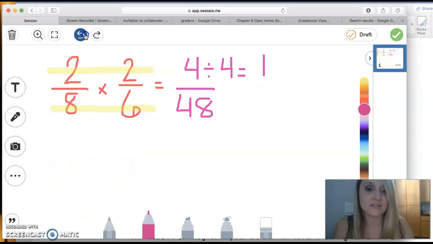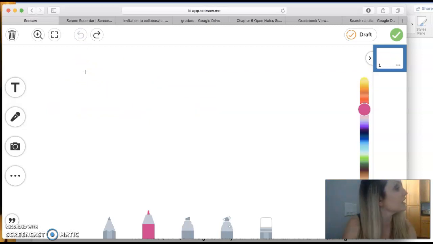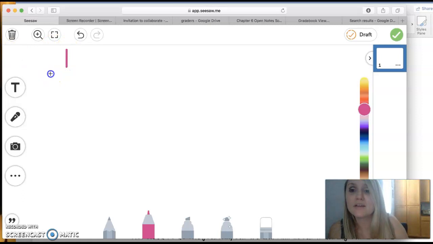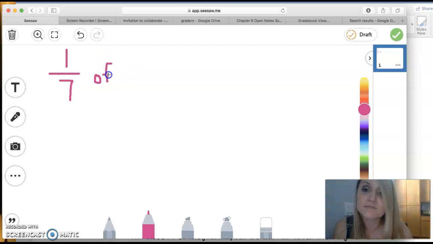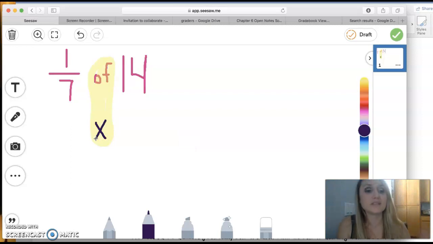And I do want to point out something as well. In your book, they will give you a number and it will say, like, look at number 1 on page 270, it says 1/7 of 14. Okay, so when you have "of," this is actually the same thing as saying multiplying. And this is important to note because on your test they will try to throw this in and you'll have division and multiplication, but you need to know that "of" means the same thing as saying times.